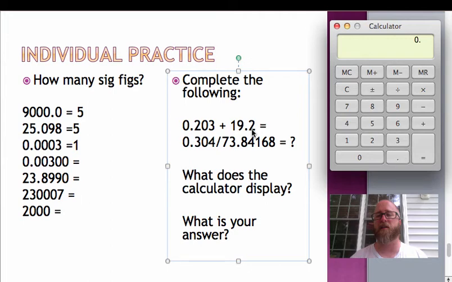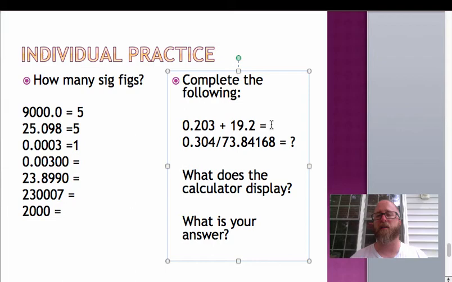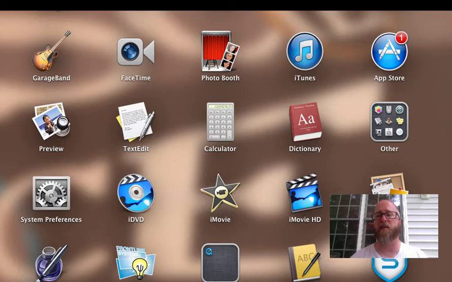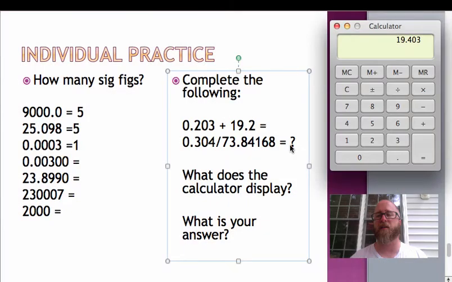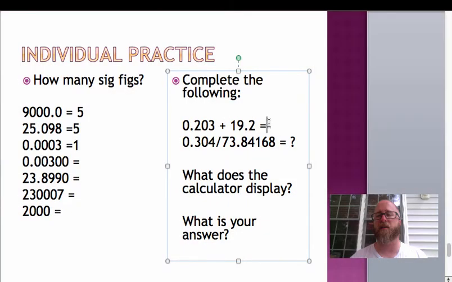So let's go ahead and punch this in. So 0.203 plus 19.2. So that gives us 19.403. Remember, we can only have one number after the decimal. And since the number after 4 is a 0, we don't have to worry about rounding. So 19.4. And no unit of measurement, so we don't have to worry about that right now. So there's our answer there.